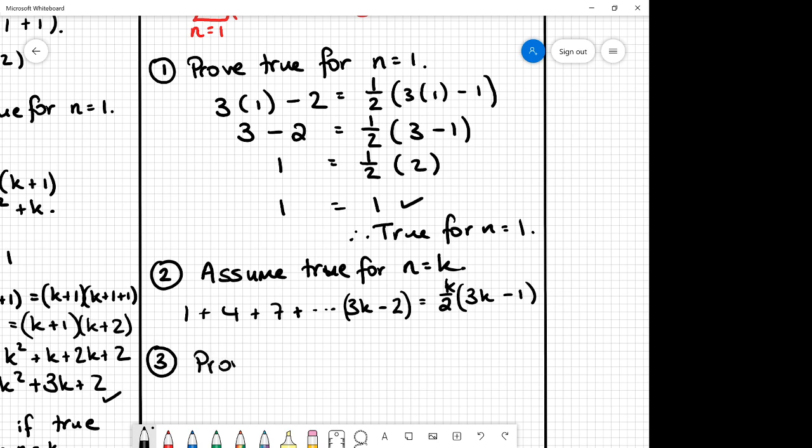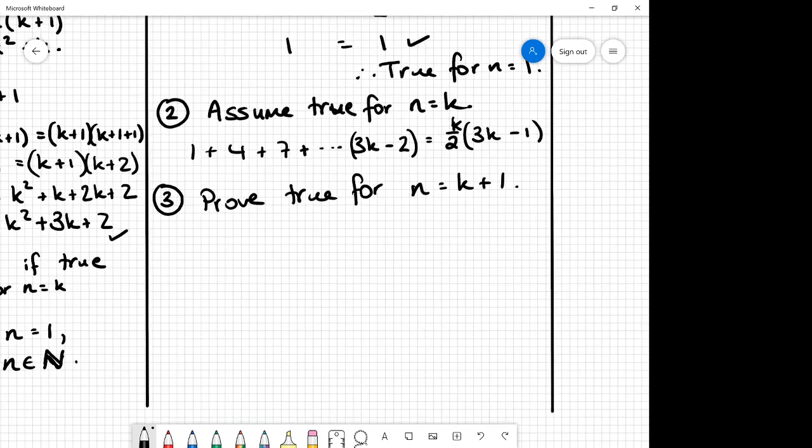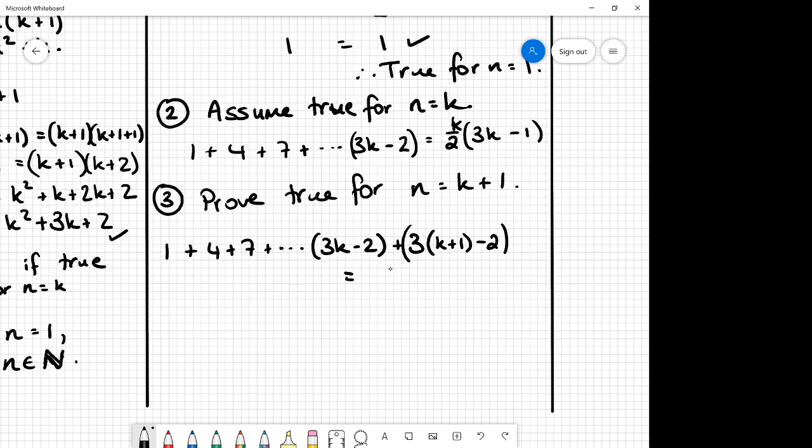Step 3. Is to prove that it's true for n equal to k plus 1. So 1 plus 4 plus 7 plus all the way up to 3k minus 2 plus 3 by k plus 1 minus 2 is equal to k plus 1 over 2 by 3 bracket k plus 1 minus 1.